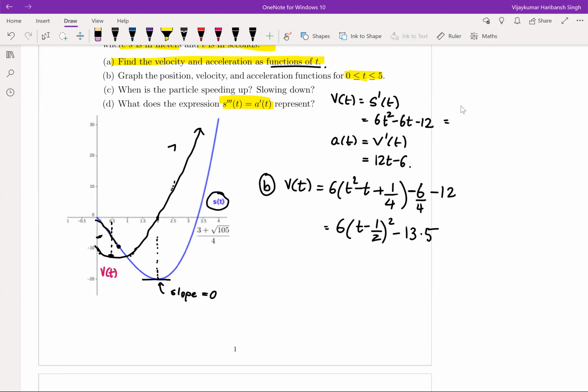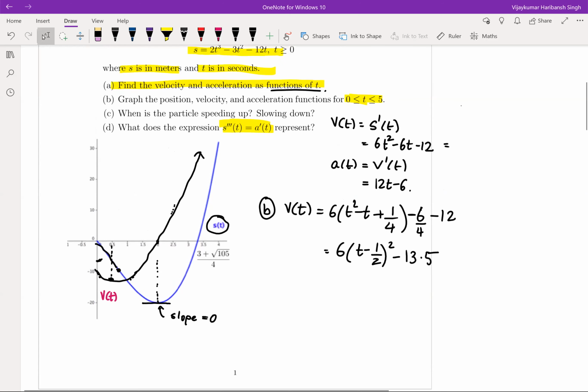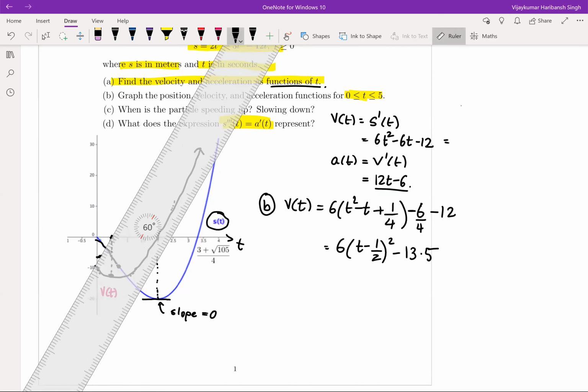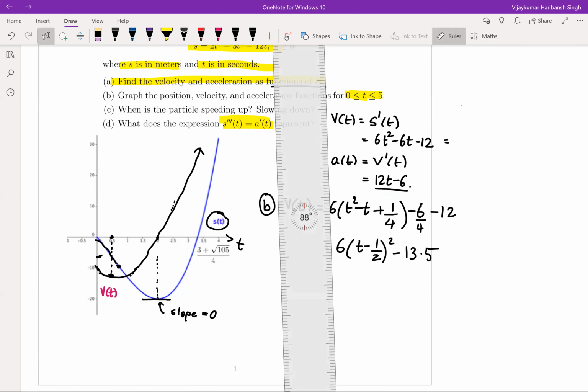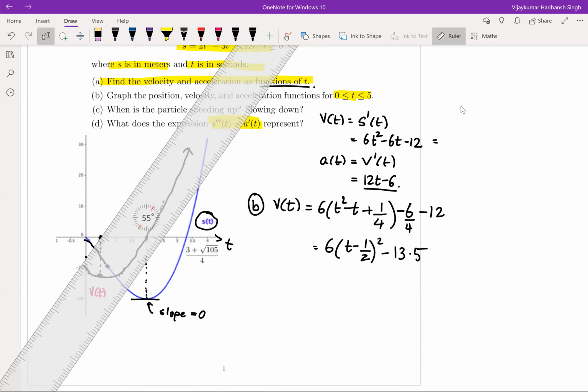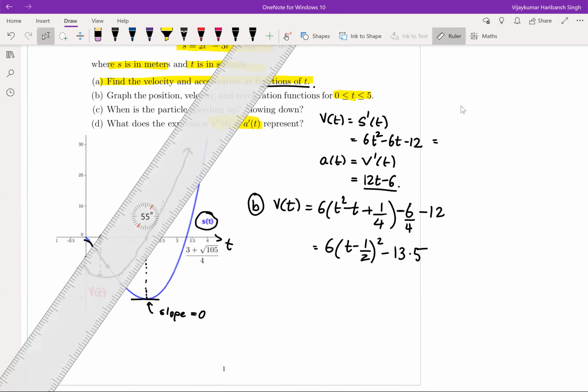Okay, so this is drawing it algebraically. Similarly, we need to draw the acceleration. Acceleration is a linear equation. You'll see that it will cut the t-axis when t equals a half. And then when you draw it, this is how it looks like. It's a straight line. Let's look at another point for it. When t equals 0, we have minus 6, so somewhere around here. This is how your acceleration looks, roughly.